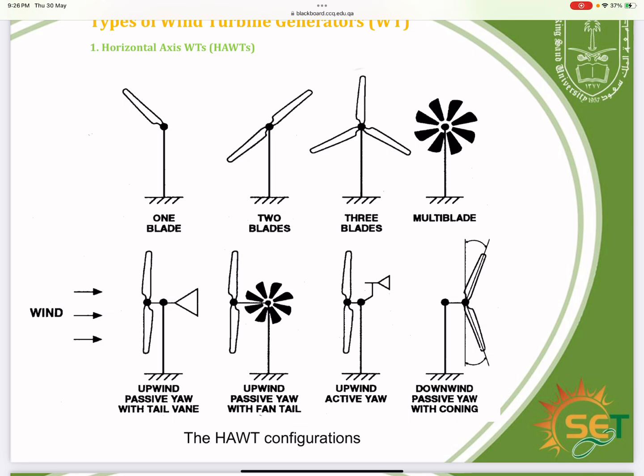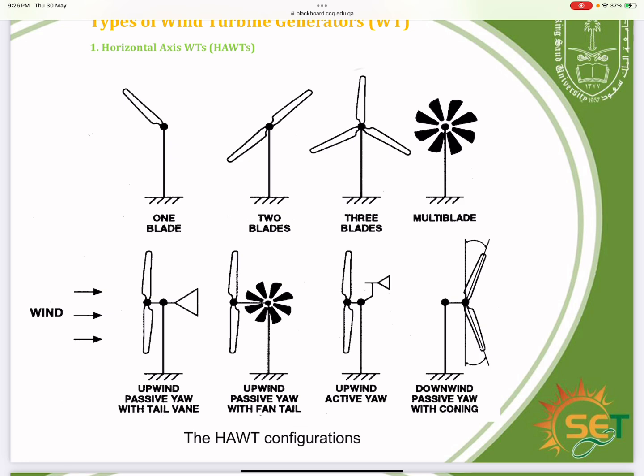The upwind passive yaw with fan tail advantages: more precise than tail vane in aligning with wind direction, and improved performance in variable wind conditions. But the disadvantages are that it is more complex than tail vane, potentially higher maintenance, and slightly higher initial cost.